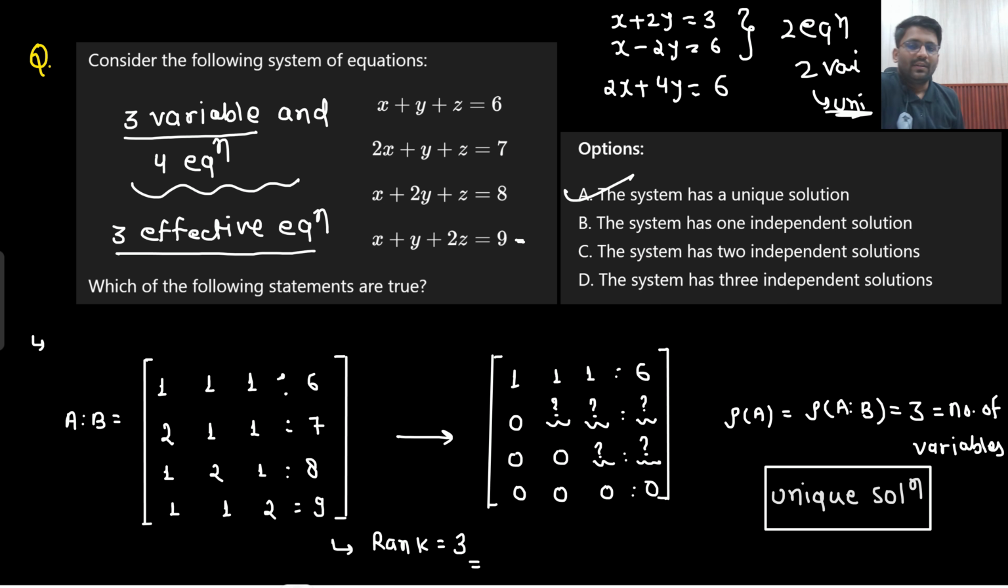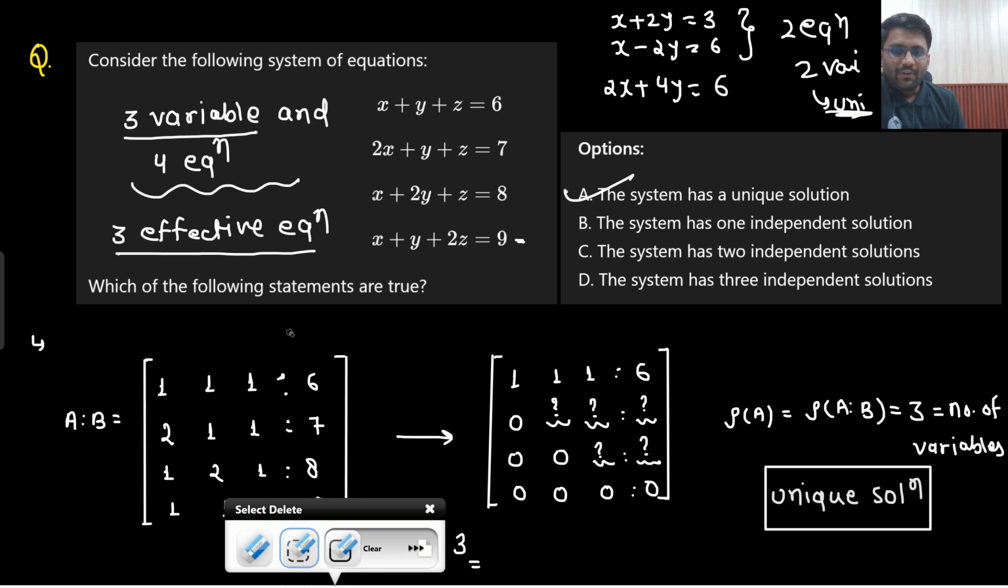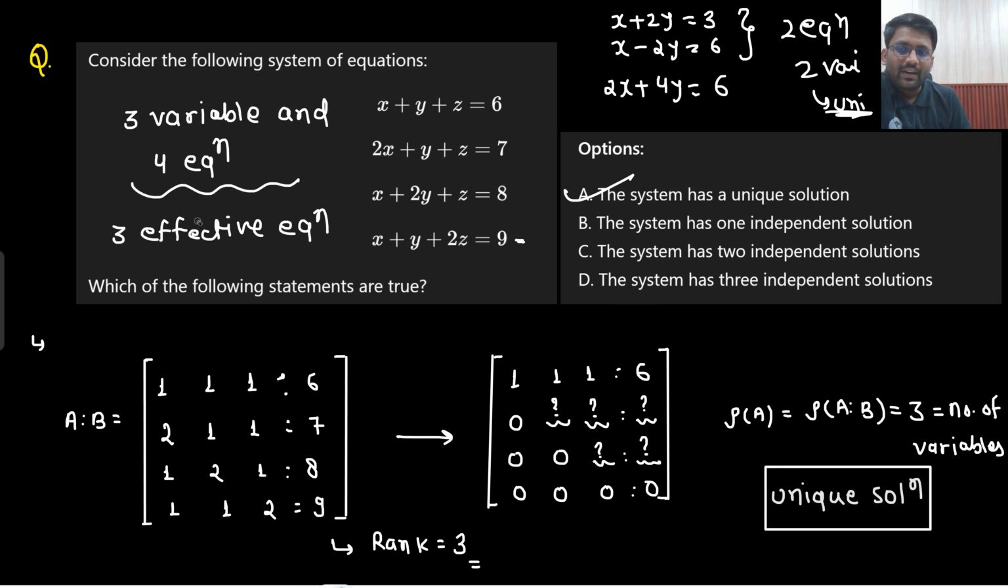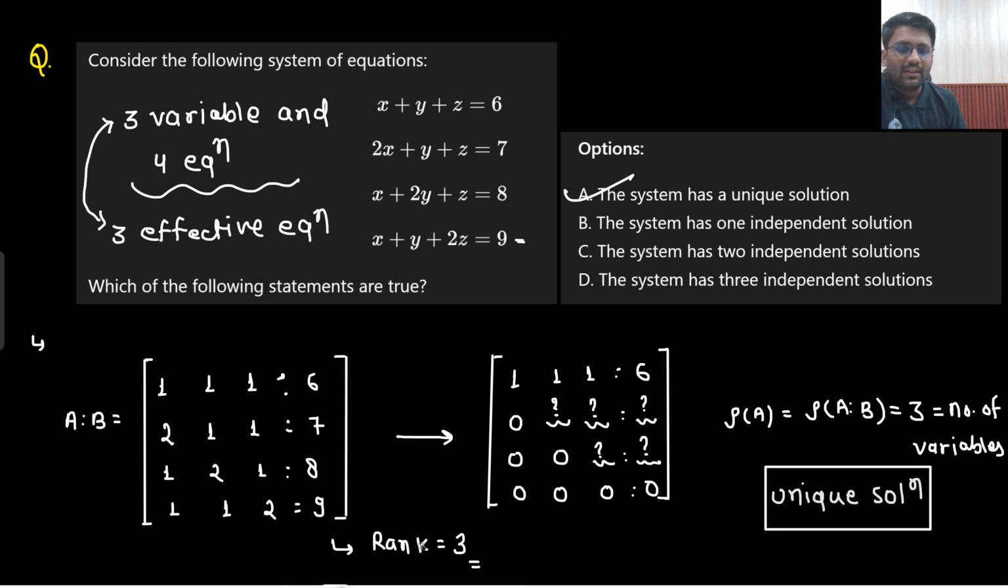Okay. So did you understand here that we were having three effective equations and three variables? So eventually, what was the answer? Unique solution. And if you solve by the simple method, then also you will see that the rank of A augmented B and the rank of A were coming out to be equal to 3, and that is equal to the number of variables. That means it will have a unique solution only.